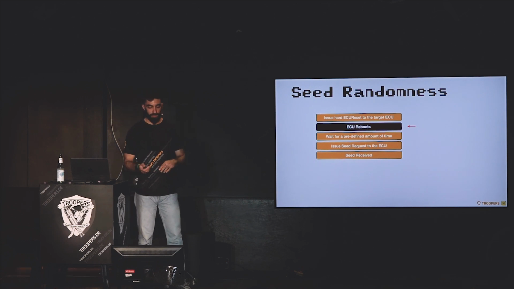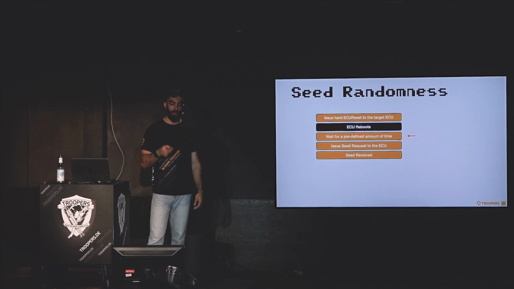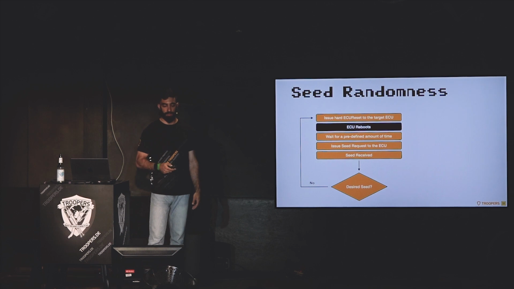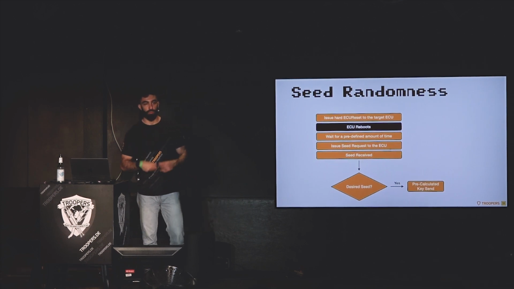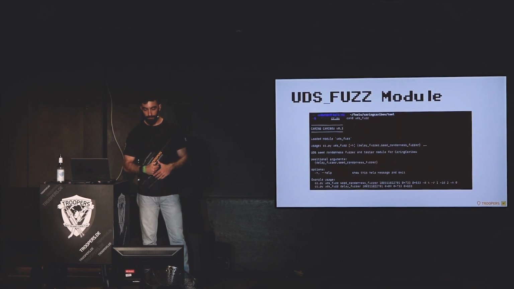The ECU reboots, and then we wait for a predefined amount of time before we issue a seed request to the ECU. We receive the seed. If the desired seed is not the one that we want, we go again and reiterate through the steps. But if the seed is the one that we need, we send the pre-calculated key that we already own as attackers, and we gain security access.